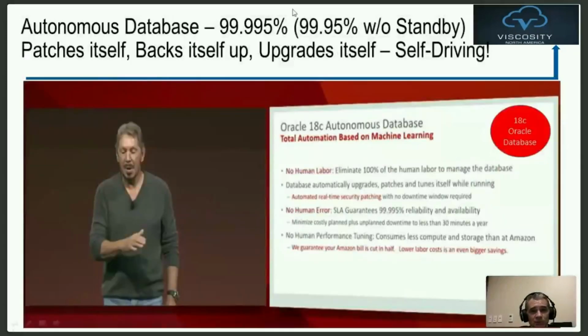With Autonomous Database, Oracle guarantees 99.995%, as long as I have a standby. If I don't have a standby, 99.95%. But it'll patch itself. It'll back up itself. It'll upgrade itself. So how do you patch 100 databases if you're only one DBA? You don't. You make a lot of them autonomous so they can be patched by Oracle, and then focus on the databases that matter a lot.